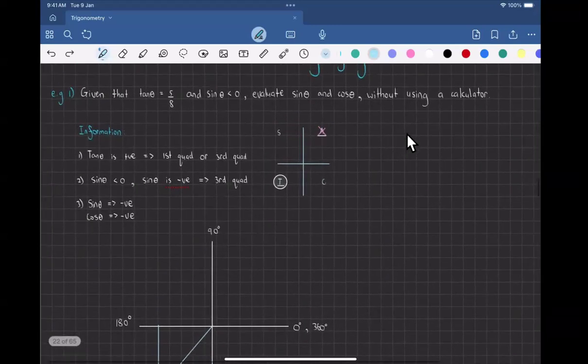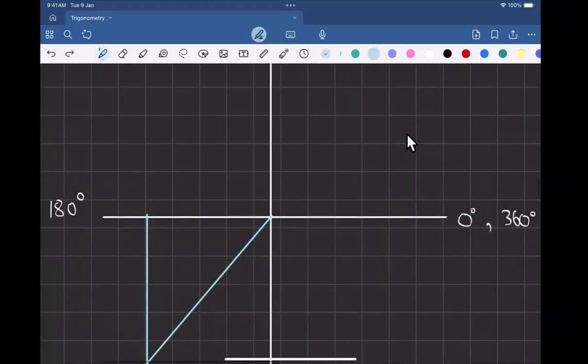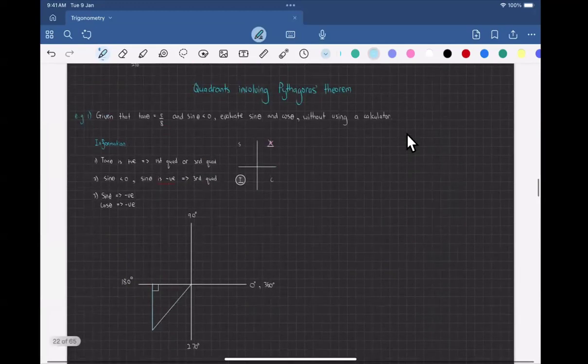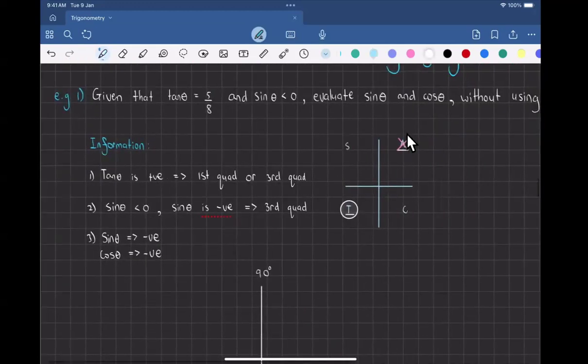Now, sine, cos, and tan, those trig ratios only apply to what kind of triangles? Right angle triangles. Right, so you see I make a right angle triangle in the third quadrant. Very nice. And according to tan theta in trig ratios, tan theta is equal to what? Tan theta is opposite over adjacent. So we know the length of the opposite and we know the length of the adjacent.